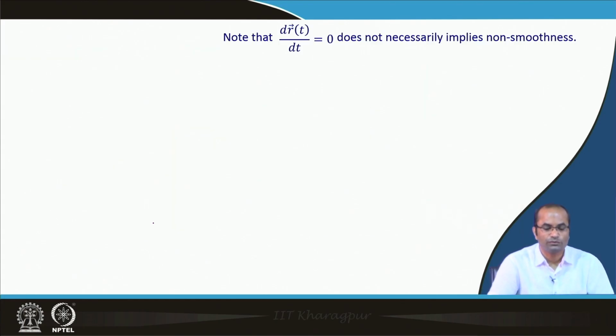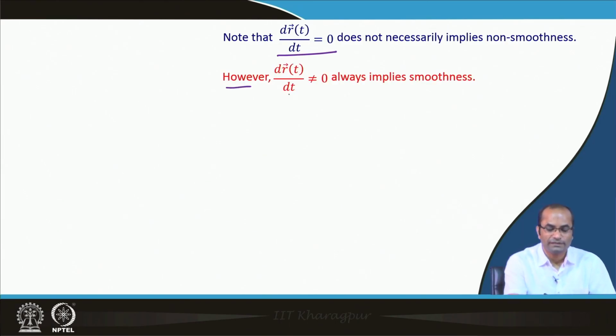What one should also note is that the condition dr/dt equal to 0 does not necessarily imply non-smoothness. So, what does that mean? Whenever dr/dt is not equal to 0, that means there is a tangent vector which is not a 0 vector, that always implies smoothness, but not the other way around. That dr/dt is 0 does not necessarily imply non-smoothness. Like in the earlier example, dr/dt was 0 and we have seen that the curve was non-smooth.